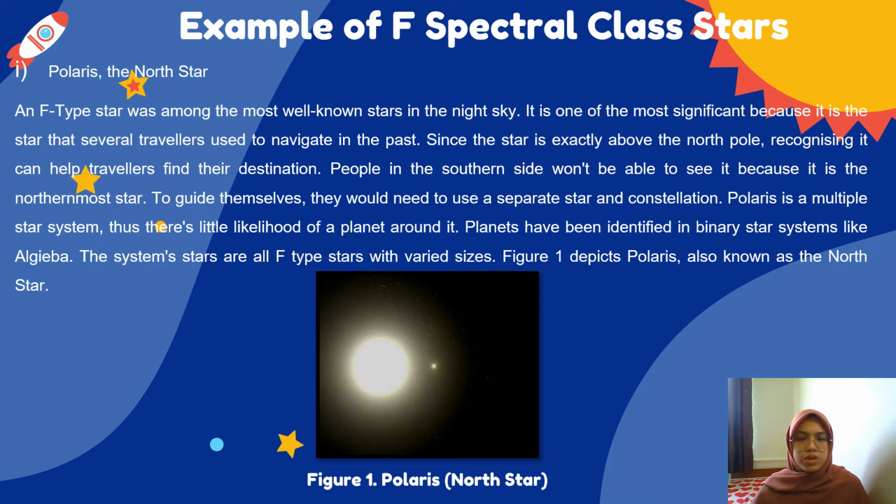Polaris is a multiple star system, thus there is little likelihood of a planet around it. Planets have been identified in binary star systems like Algol. The system stars are all F-type stars with varied size. Figure 1 depicts Polaris, also known as the North Star.